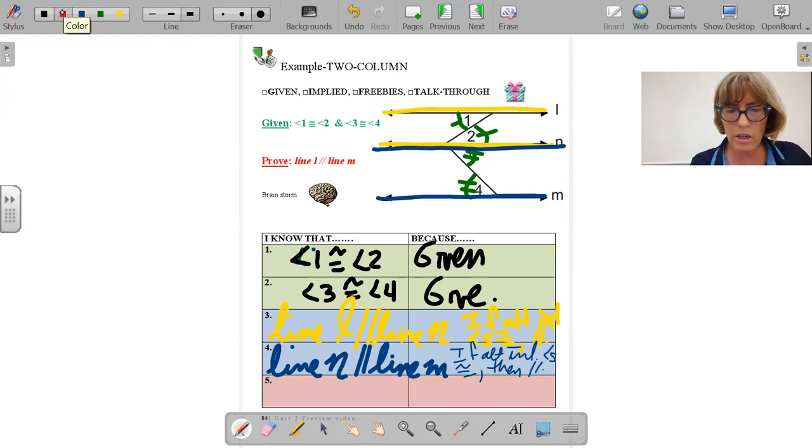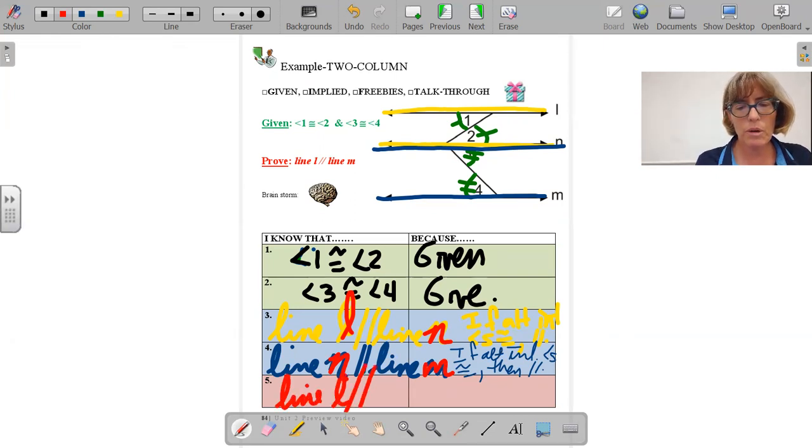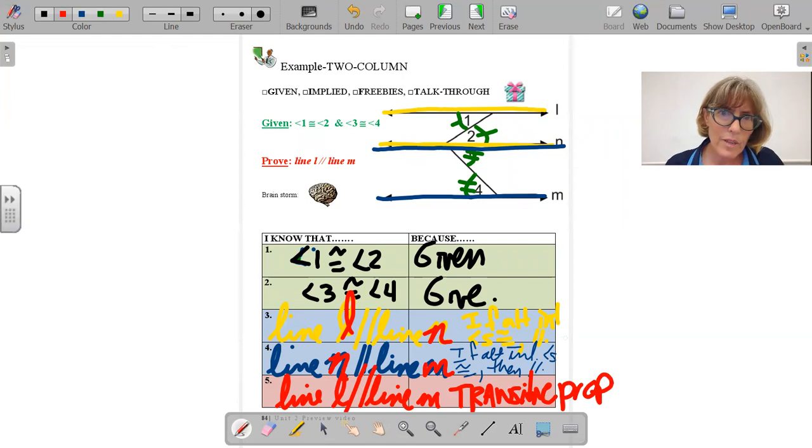Notice right here, very important, notice how N is repeated for both. Since N is repeated for both, that means L and M have to be parallel. Line L is parallel to line M. Why? Because of the transitive property. So that's the 2-column version of the exact same thing. I'm going to be quiet. If you need to, pause the video and get this copied down.